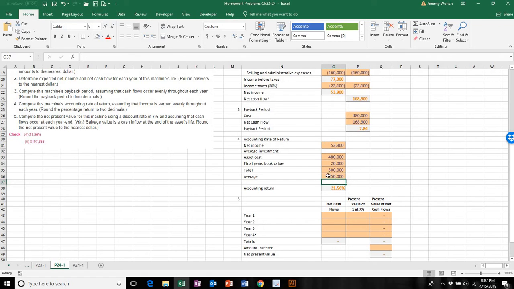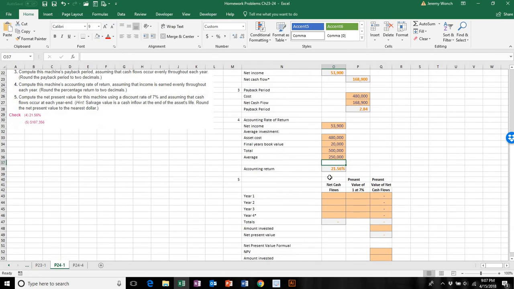If we divide our net income by our average investment, that's going to give us an accounting rate of return of 21.56.